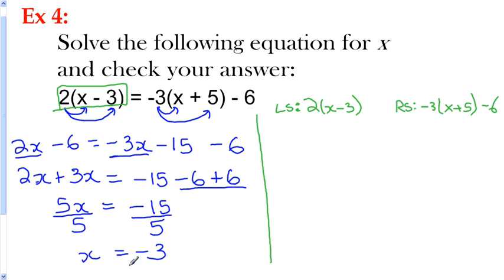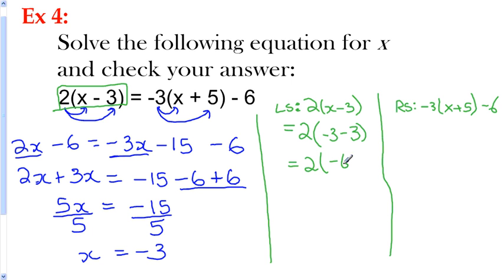Now what I'm going to do is take my solution, which is negative 3, and plug it in for x, and hope that the left side is equal to the right side. So I write in 2, and then in here I'm going to put in negative 3 for x, minus 3. I'm going to do each side separately. So negative 3 minus 3 gives us negative 6. And so here I get negative 12. That's as far as I can go.